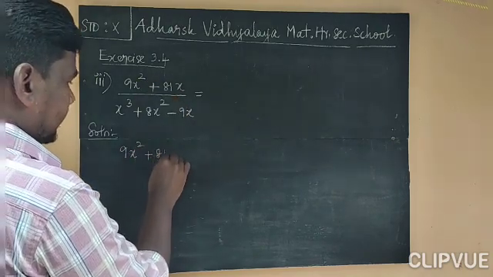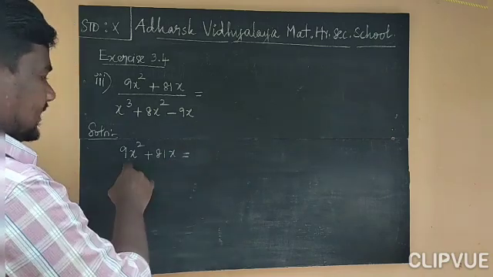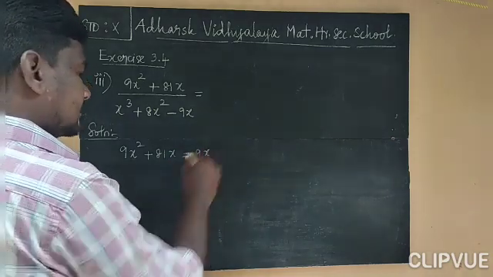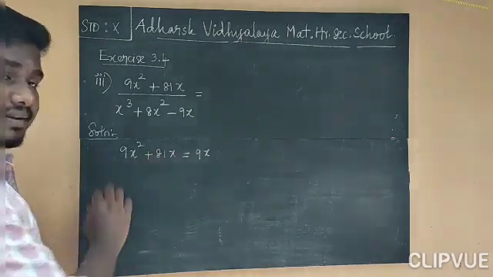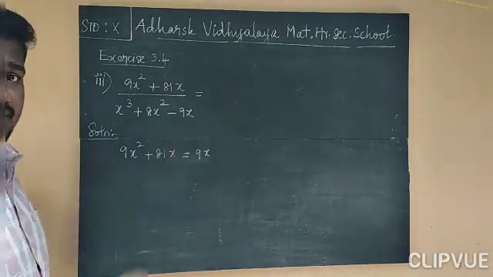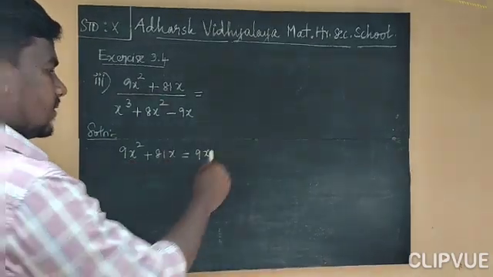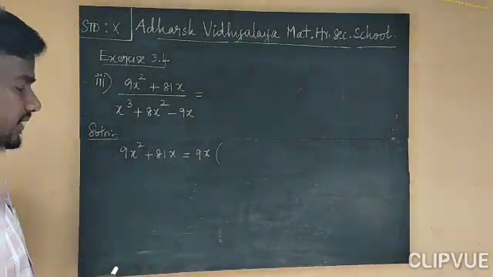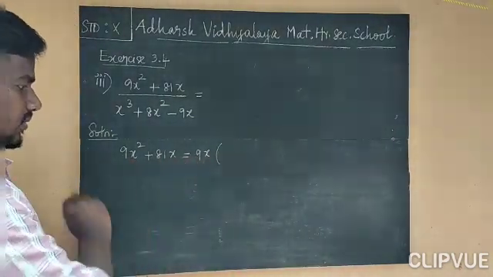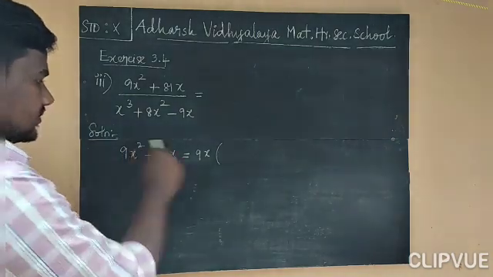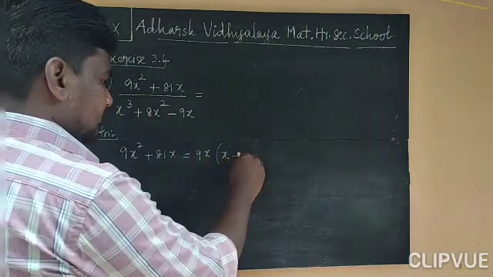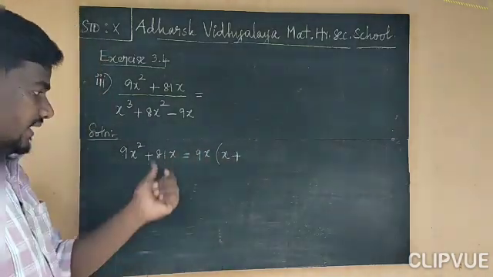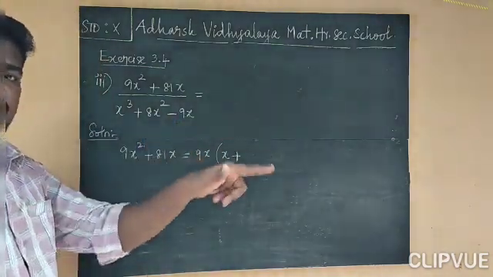plus 81x. 9 and x are the common factor. So first term has 9x, second term has 9x because 81 is a multiple of 9, you know that. So 9x is the common factor. If you take that out, what do we have? Here 9 we took out and x is also taken out. So one more x, only one x. This plus sign. And 81x is 9 into 9 into x.